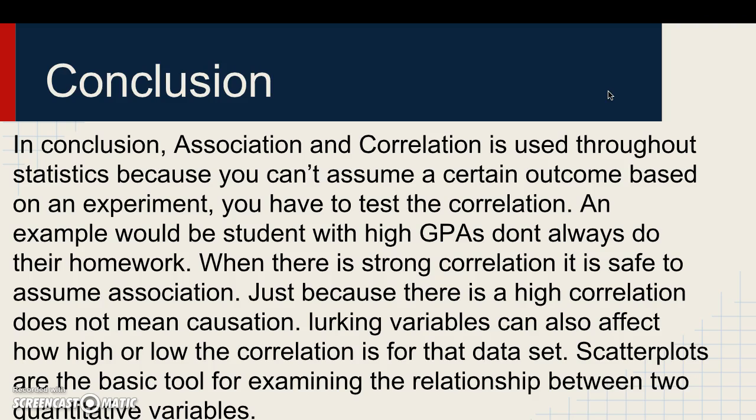When there's strong correlation, it is safe to assume association. Just because there is a high correlation does not mean causation. Lurking variables can also affect how high or low the correlation is for the data set. Scatterplots are the basic tool for examining the relationship between two quantitative variables.